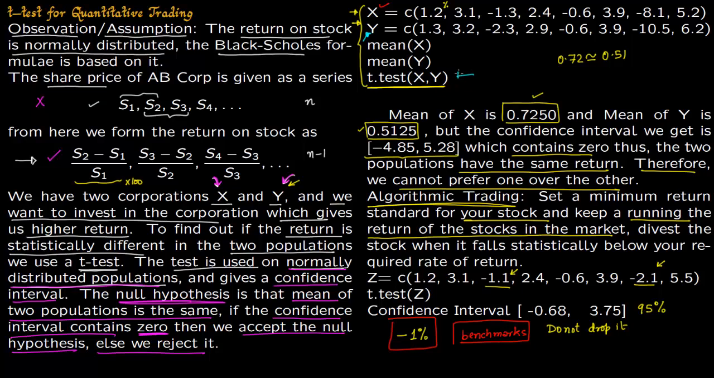So you keep on running this test, and if you want to keep stock Y, then the confidence interval should always contain 0. That will give you an idea that the stock which you have chosen is as good as the benchmark stock. And that is the way to use a quantitative trading strategy. You have access to machines, and you have access to a t-test, and then you can continuously run this data, continuously divesting from stocks which do not perform according to your benchmark, and keep adding stocks which perform according to your benchmark. So you always use a t-test, which is a comparison test between two populations.